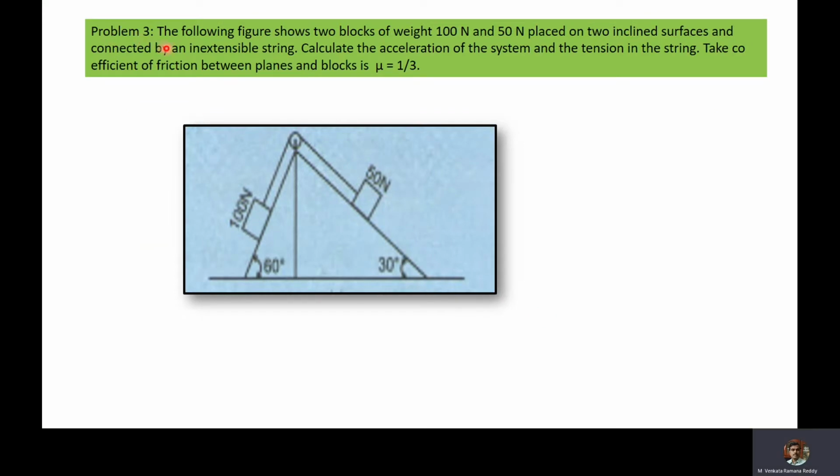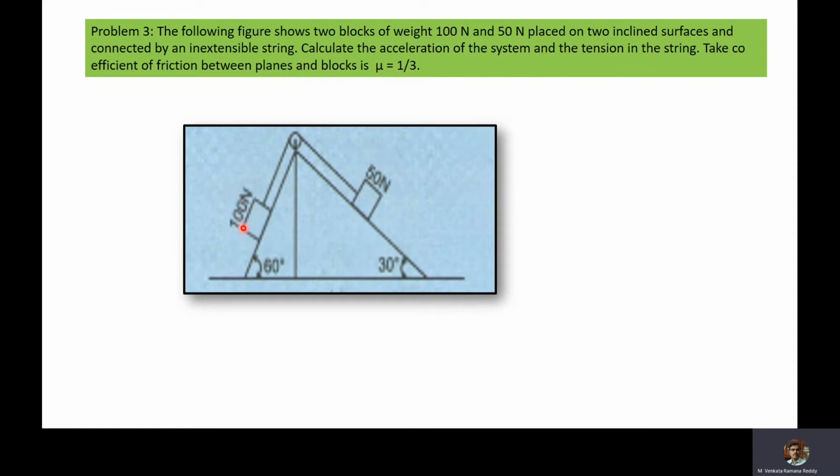The problem is the following: the figure shows two blocks of weight 100 newtons and 50 newtons placed on two inclined surfaces and connected by an inextensible string. Calculate the acceleration of the system and tension in the string. Take the coefficient of friction between planes and blocks as 1 by 3.